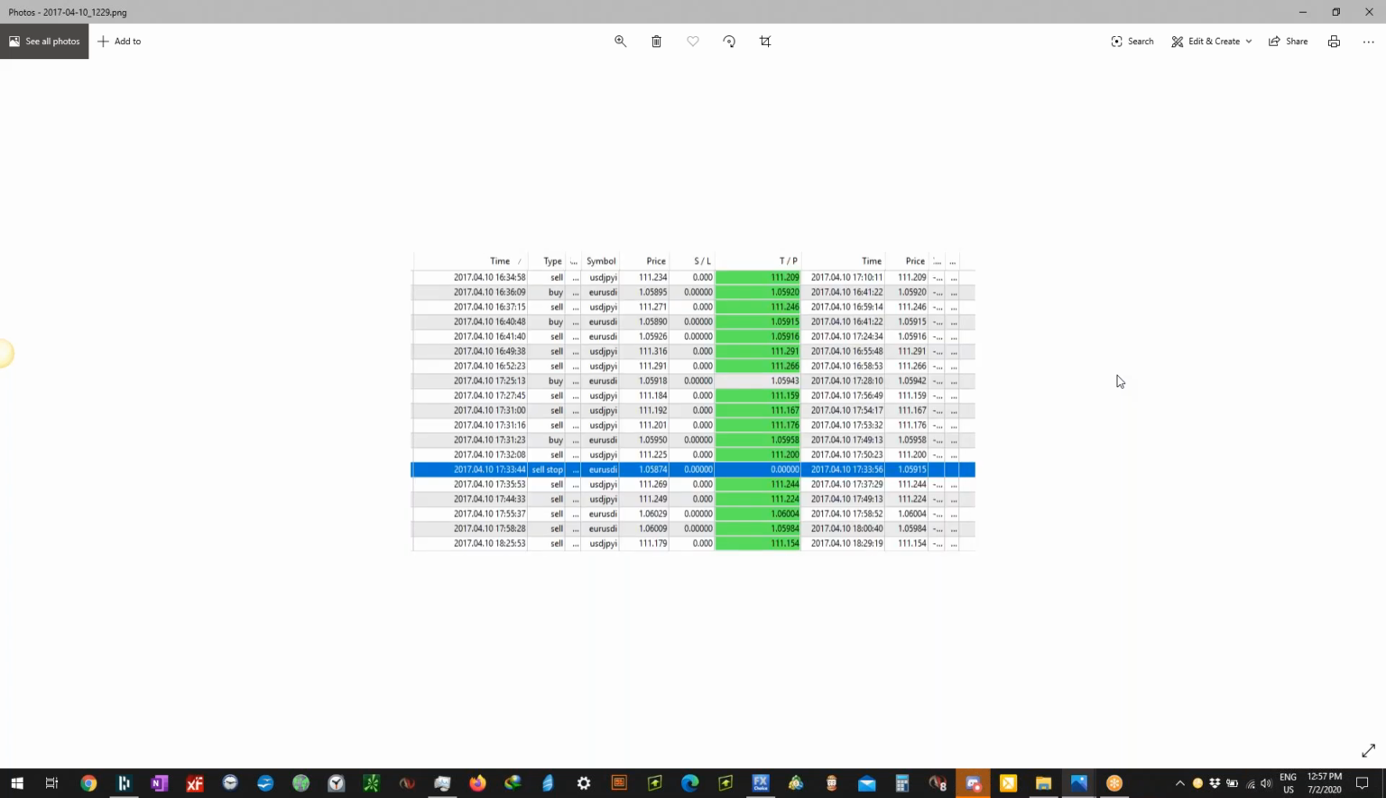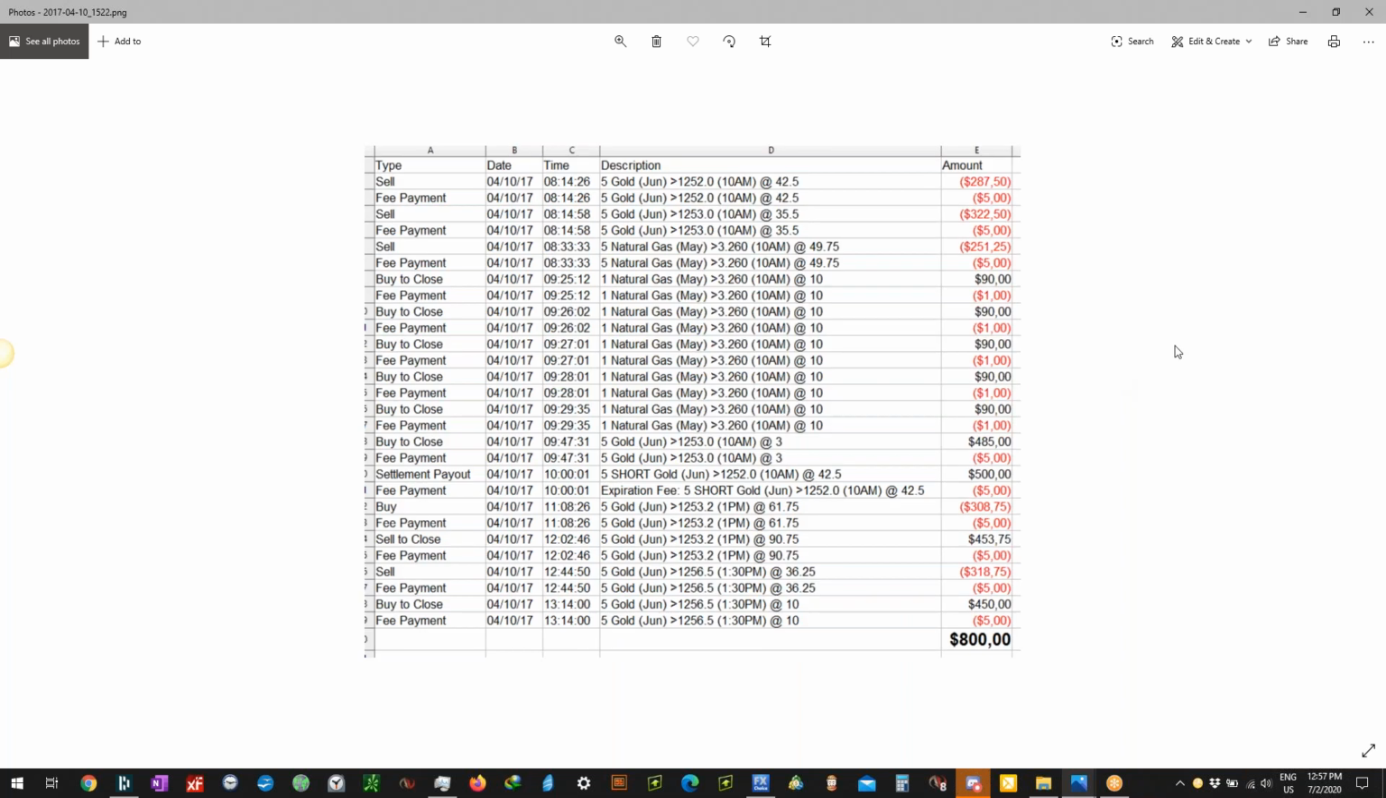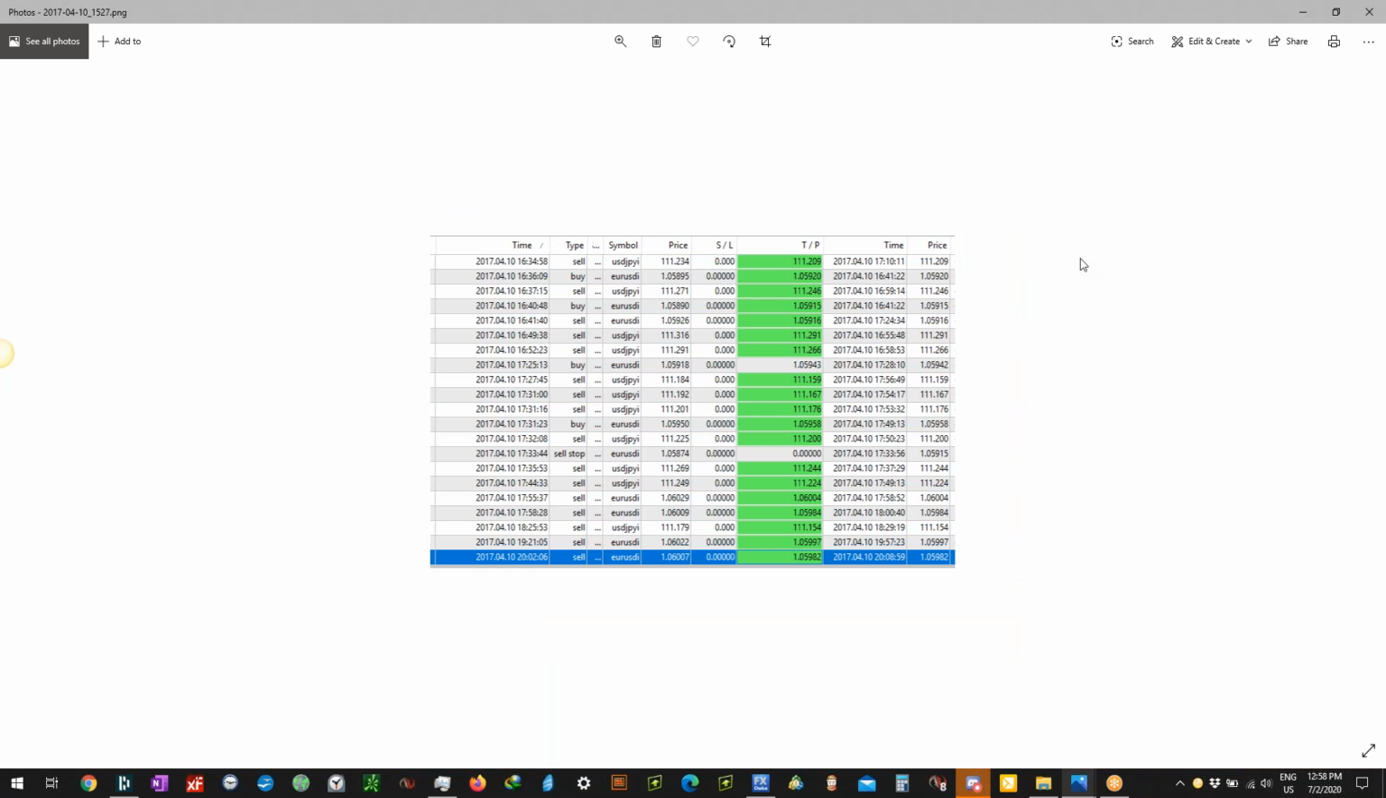Okay, here's another example. And also, I have used it for creating binary options. So when you see the negative numbers, that's the cost of getting in, and the fees, and these are the closeout price and the profits. So the difference that day was $800, and that took me from 8:14 to 1:14, 5 hours of work.